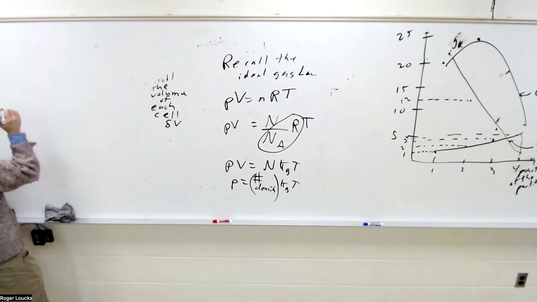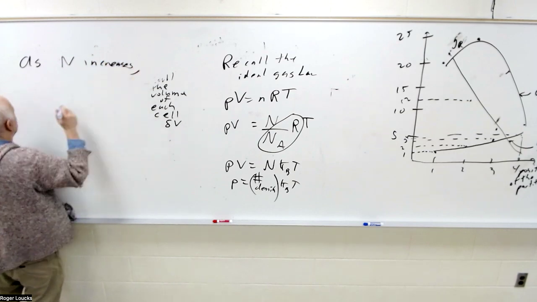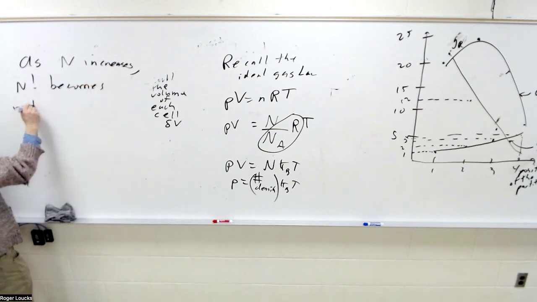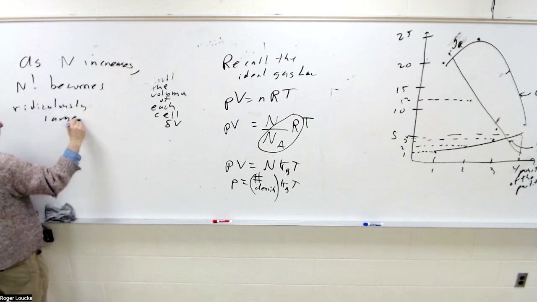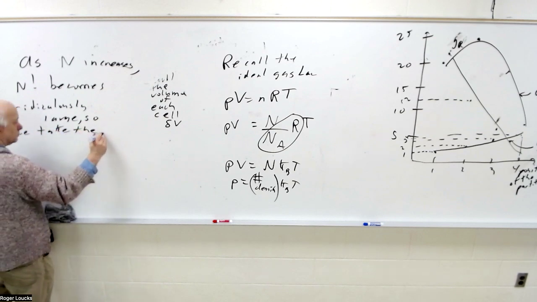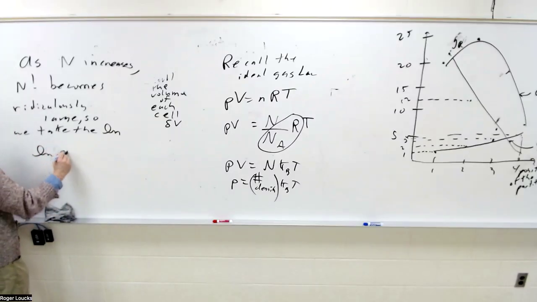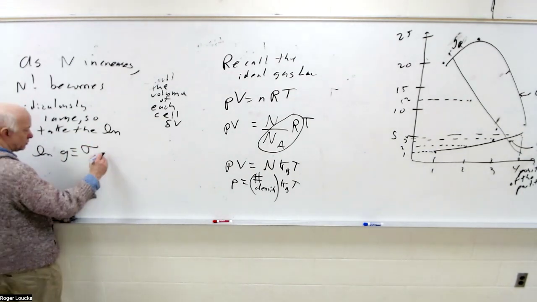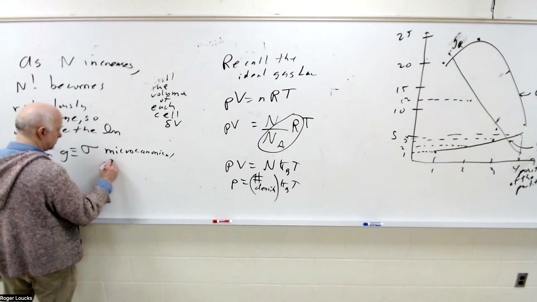Okay, so as n increases, n factorial becomes, again, ridiculously large. So we take the natural log. Okay, so we're going to say the ln of g here, like this. This is by definition sigma, which is our microcanonical entropy.